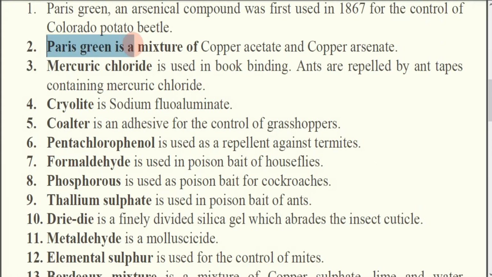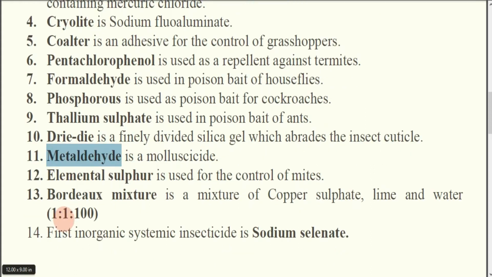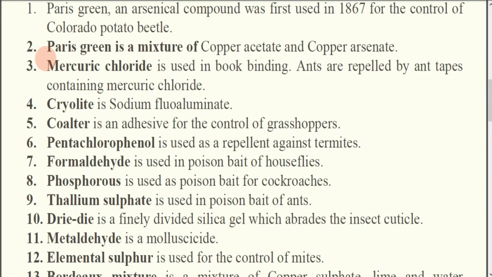Paris green, it may come in the exam. Then this one, metaldehyde, may come in the exam. Again, this first inorganic systemic insecticide, sodium selenate, may come in the exam. These are important. Again, you see the Paris green mixture is copper acetate and copper arsenate. This one also may come. Used in which year for the first time, against which pest? These things may come in the exam.